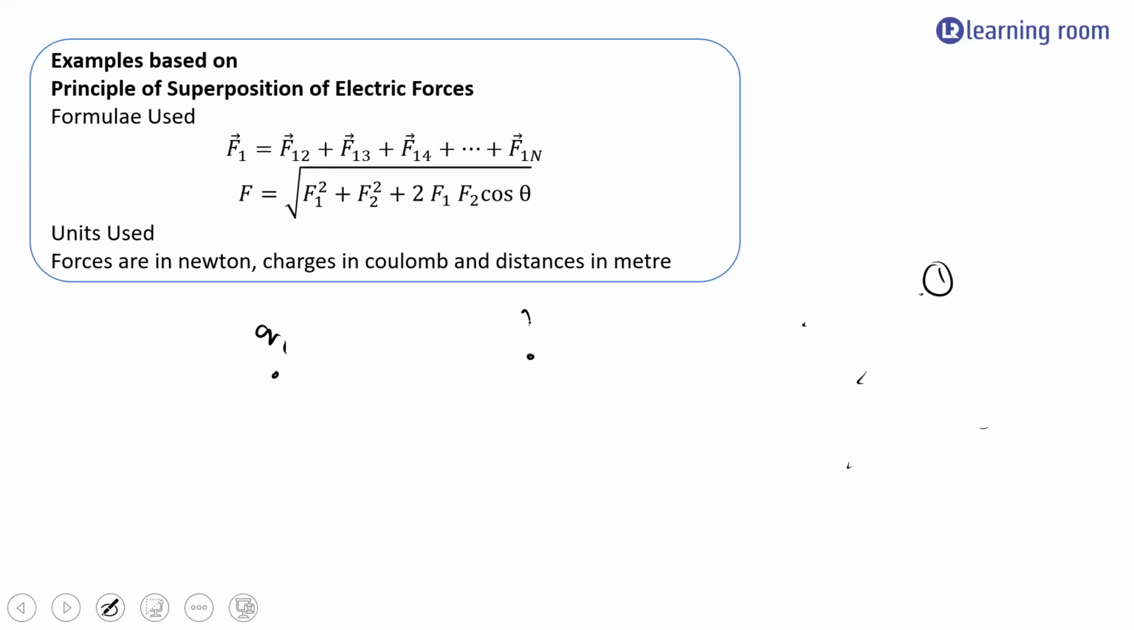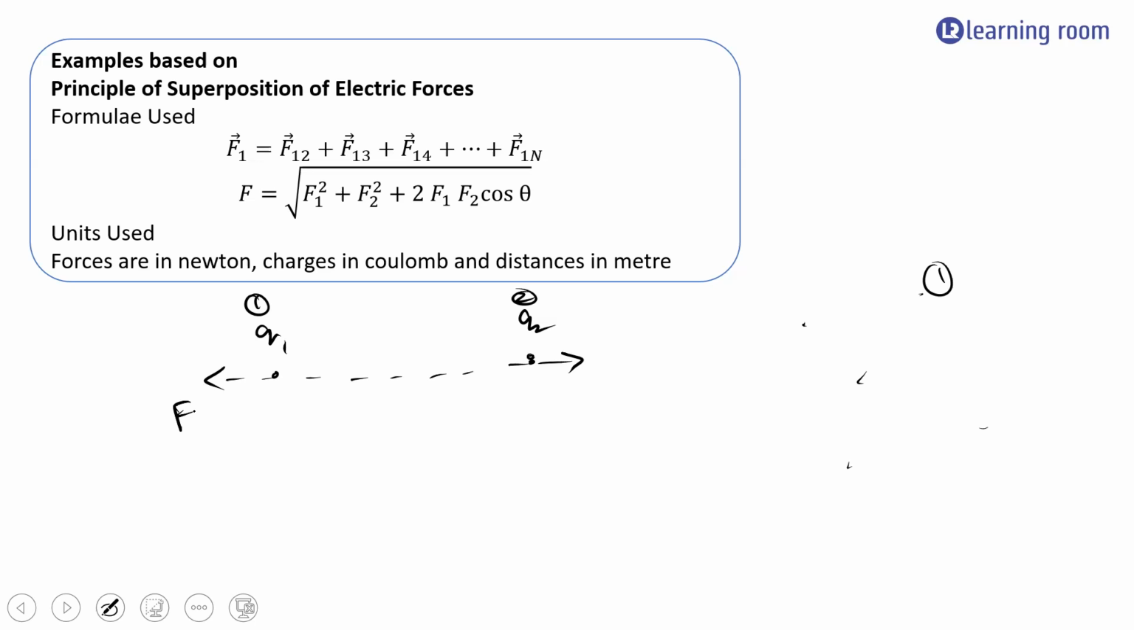So if this is Q1 and this is Q2, that is charge 1 and charge 2. You told me that the force will act along the line joining both the charges. Am I right? Now, if this force on the left hand side, I call it as F, what is the subscript I need to give it?